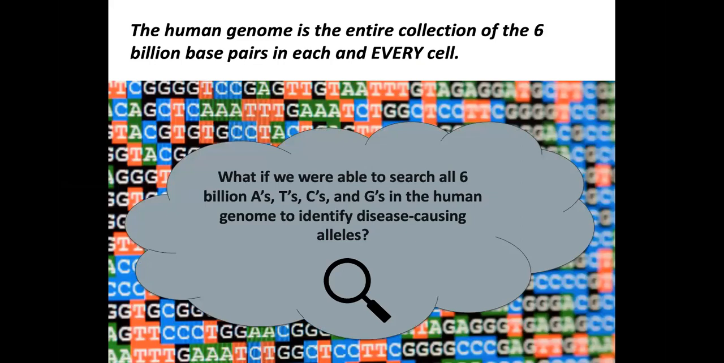So what if we were able to search all 6 billion A's, T's, C's, and G's in the human genome to identify disease-causing alleles? What do you think we might be able to do if we were able to do this? Okay, we might be able to cure all kinds of diseases.